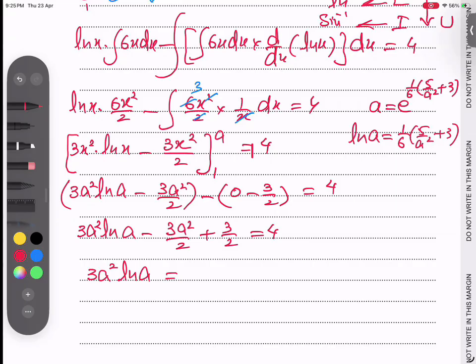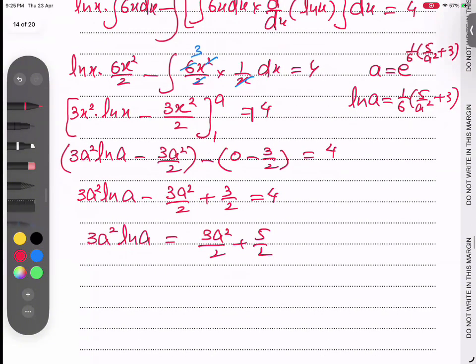So 4 minus 3 over 2 turns out to be 5 over 2. It means when this goes there, I'm getting 3a square by 2 plus 5 over 2. This is clear. After this, if you look carefully, if we divide by this 3a square, we don't need it here. So divide the whole equation by 3a square.